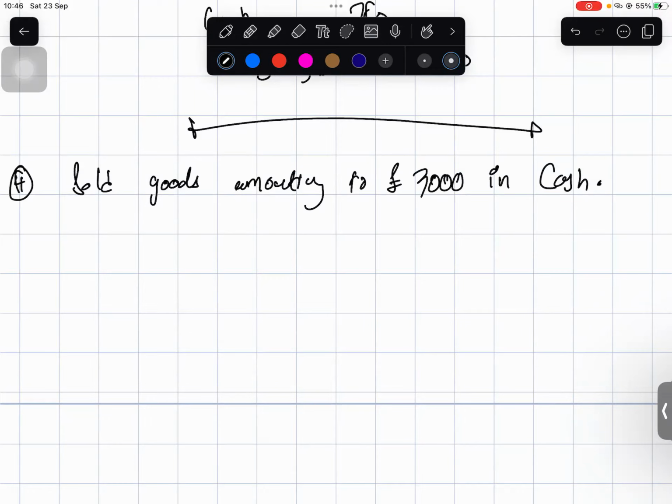Will sales and cash accounts be affected? Yeah, cash and sales. Absolutely. Okay, and also what general entry would we post?